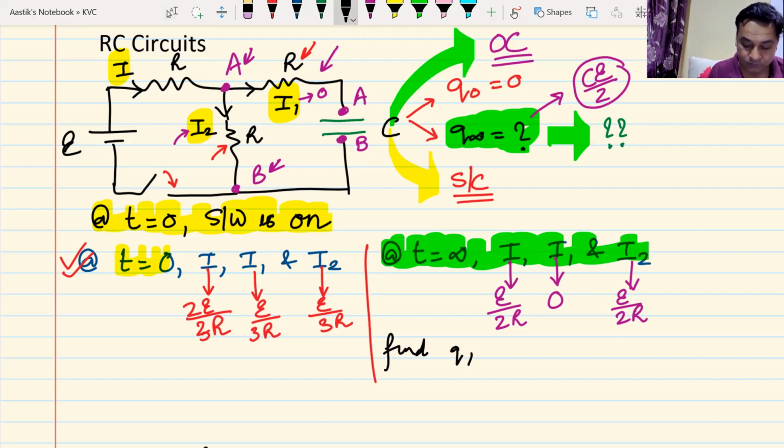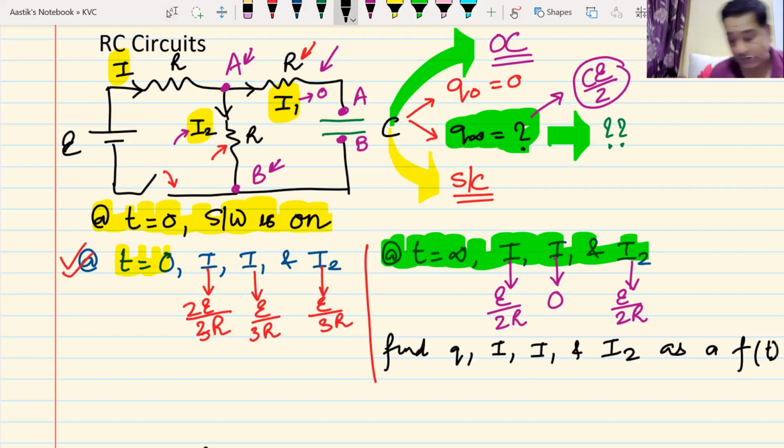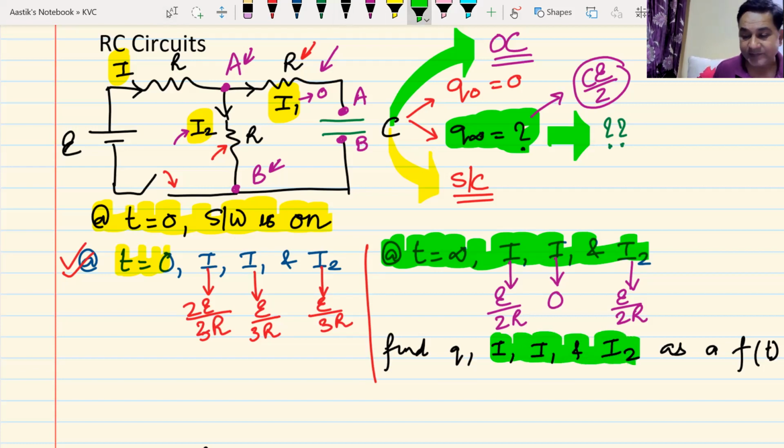Q, I, I1 and I2 as a function of time. And the question which is more likely to come in a JEE, because these three questions probably are beyond JEE Advanced. But this question is definitely in JEE Advanced.